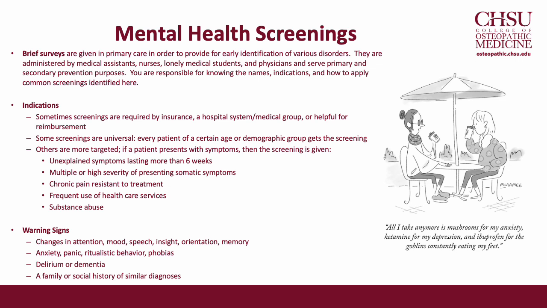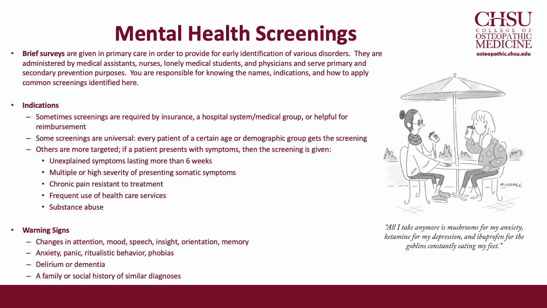So it doesn't make much sense for me as a psychiatrist to provide a screening for someone to see a psychiatrist when they're already seeing me or another psychiatrist. As a medical student, you should be familiar with the names, the indications, and how to apply common screenings identified here. Screenings might be indicated by insurance, by just standard what we do in our practice. They might also be something that reimburses well, and it's an insurance reason for why we do that. Some screenings might be universal, where every patient of a certain age or demographic gets the screening. Others might be more targeted. Say if a patient has a chief complaint, we give that screening.